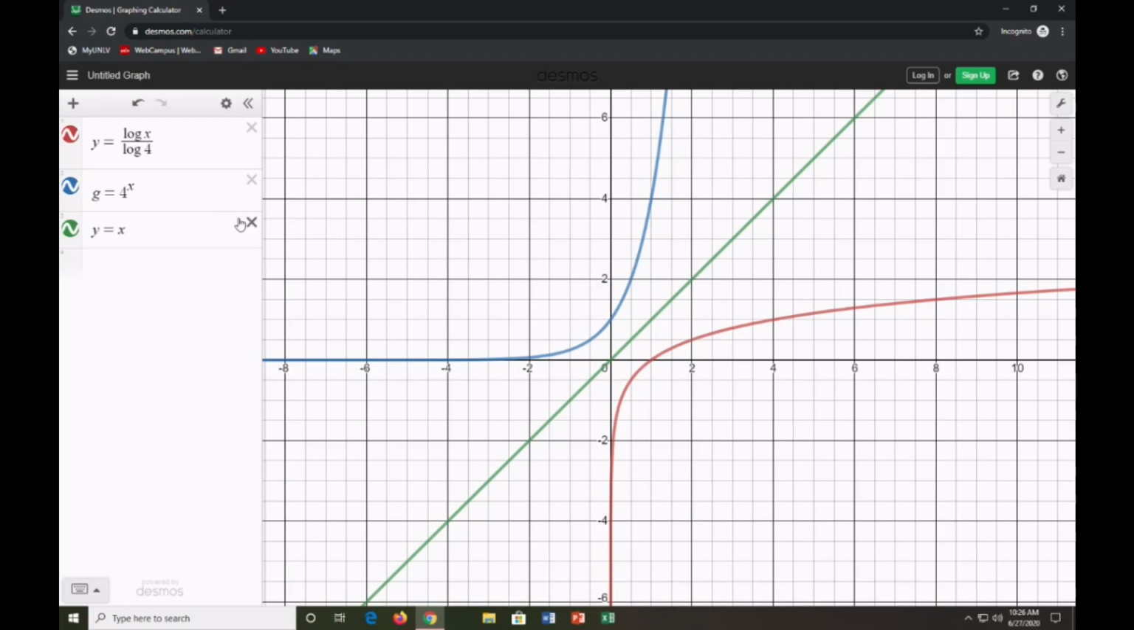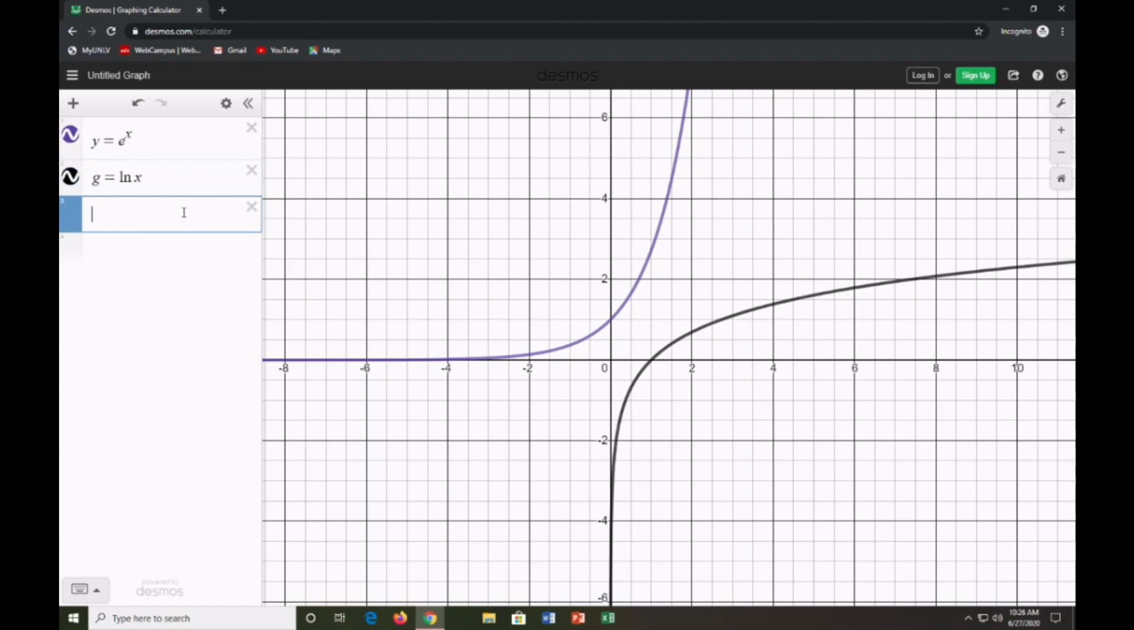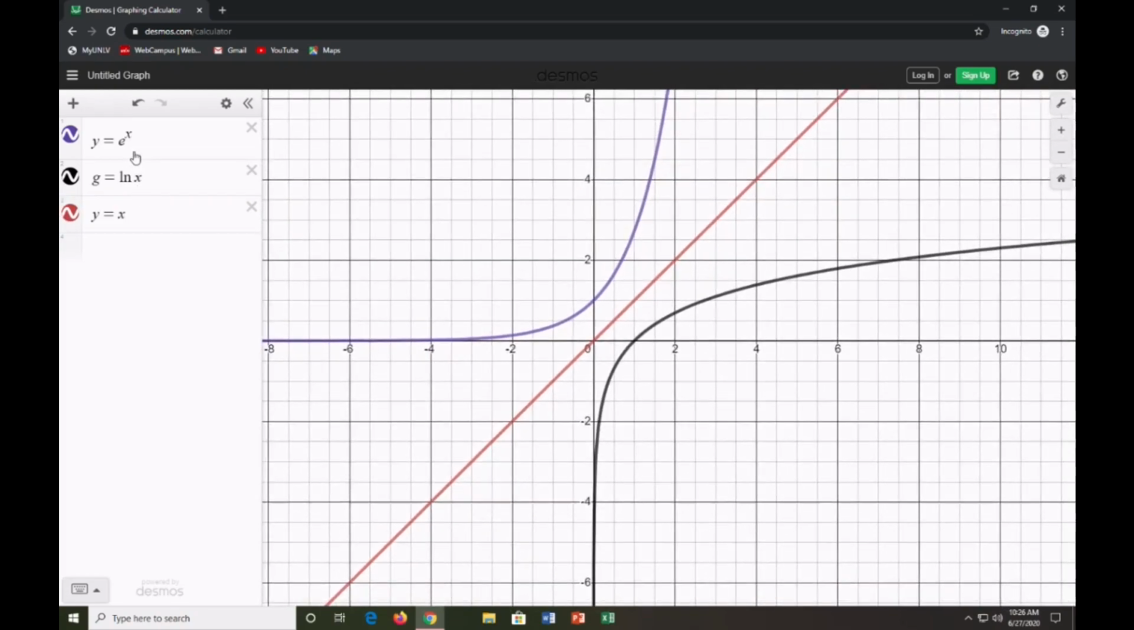So let's graph the last two, which were y equals e to the x. That's the exponential function. And then also g is equal to natural log of x. There. And let me also write there: this is the graph of the natural log of x and e to the x functions. As you can see, they're inverses of each other, right? They are mirror images of each other across the y equals x line.